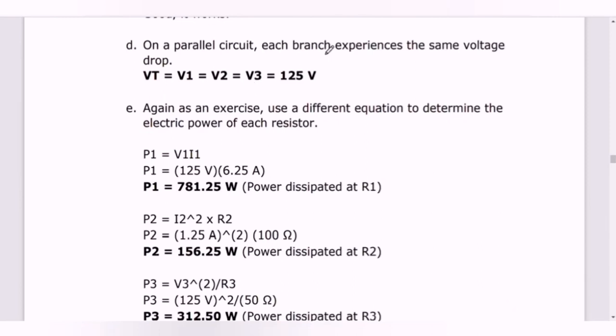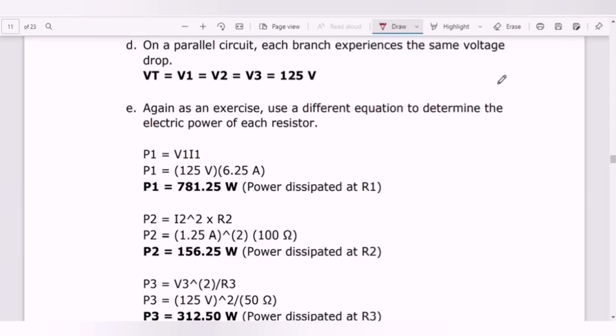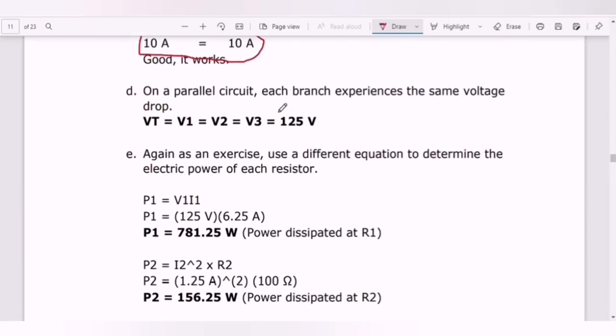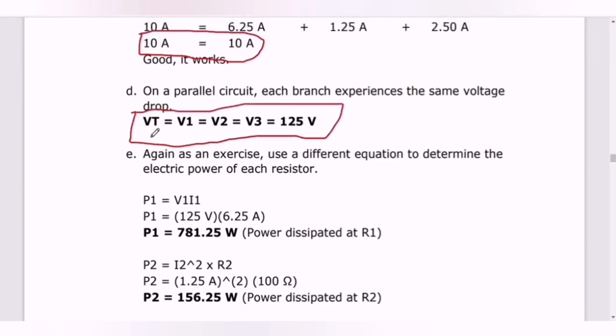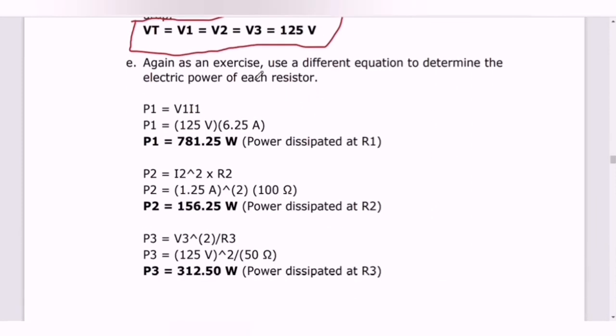So our next quantity to be solved is the voltage for each branch, the voltage drop for each resistor or resistance. So again, they are just equal, constant. V sub total or V sub EQ or equivalent voltage is equal to V sub 1 equal to V sub 2 equal to V sub 3, and then also equal to 1.25 volts. So again, as an exercise, use a different equation to determine the electric power of the resistor. So we will be using power is equal to I times voltage, also equal to the square of current times resistor. And then we will be using also the equation V squared divided by the resistor to measure our knowledge.